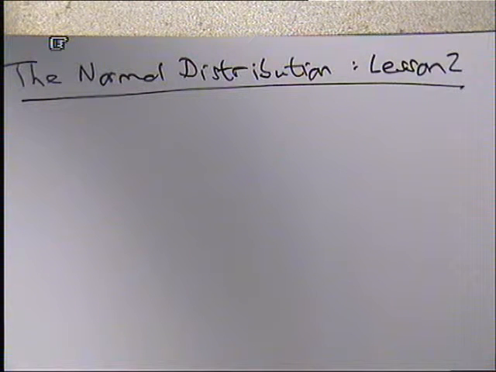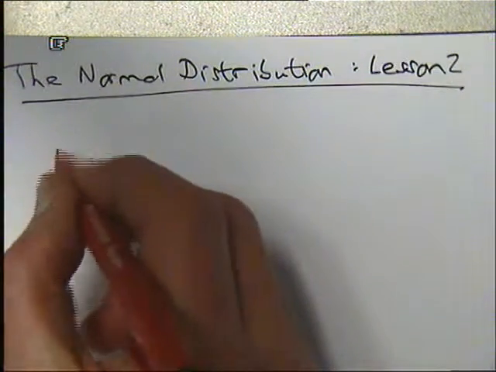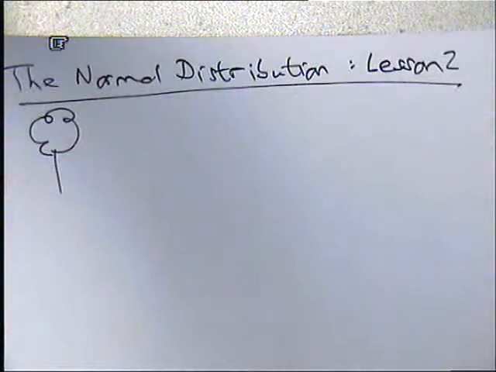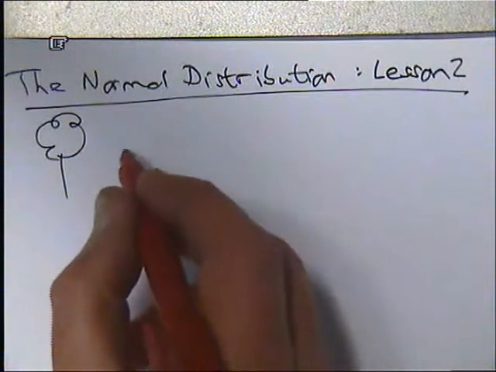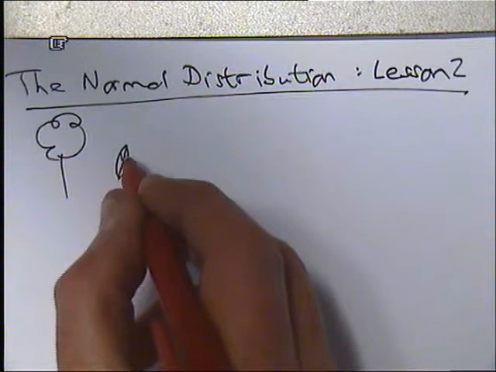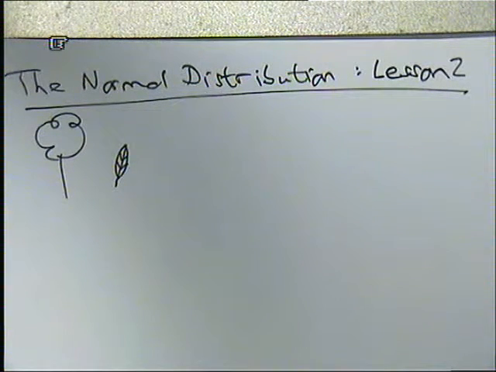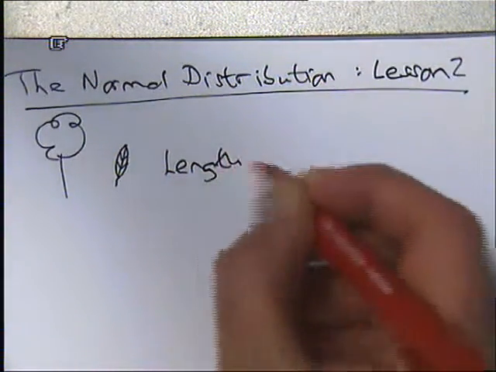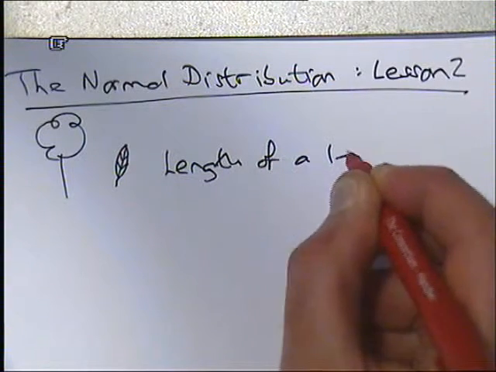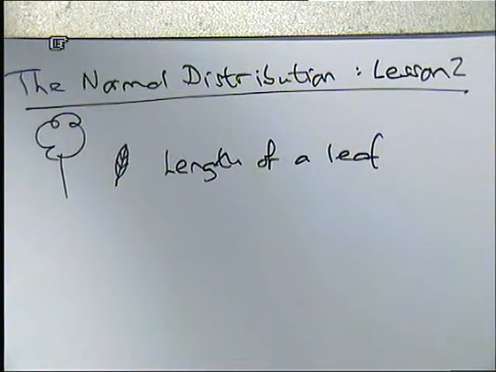Okay, continuing the normal distribution, you need your stats tables with you, and we are going to start off with an example all about trees. There we go. There's a tree, and on that tree there are some leaves. There's a leaf. Okay, and these leaves, we are looking at the length of a leaf.